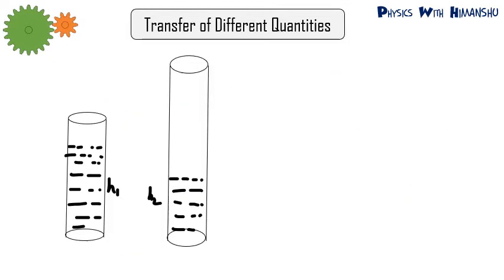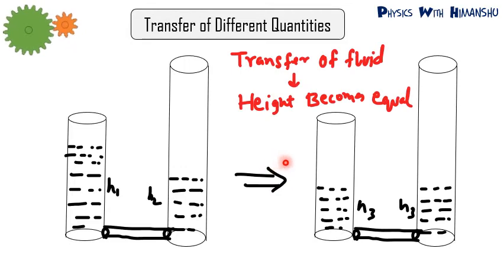Similarly, suppose we have two containers. In one container, the height of fluid is H1 and in another container, the height of fluid is H2. Suppose the density of both the fluids is the same. If I bring them in contact with each other with the help of a tube, then what will happen finally? Finally the height will become the same. So which quantity is getting transferred? Fluid, till the height becomes equal. So one quantity gets transferred and another quantity becomes equalized.